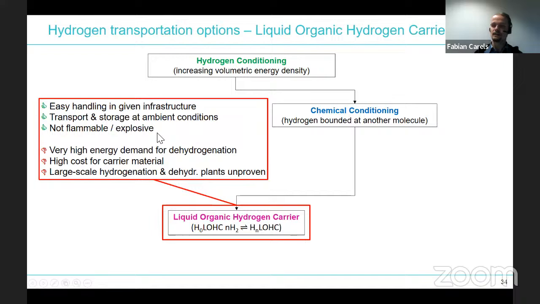But we have a very, very high energy demand, especially for the dehydrogenation. So if we want to take back the hydrogen from the carrier substance, we need to supply a lot of heat. And it's good if the heat is available for free, but if we have to produce the heat, then this is very bad for the overall efficiency. The carrier material might be very expensive, and the large-scale hydrogenation and dehydrogenation plants are not yet proven because this is a pretty new technology.